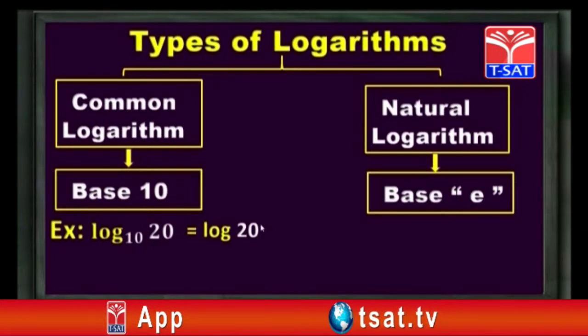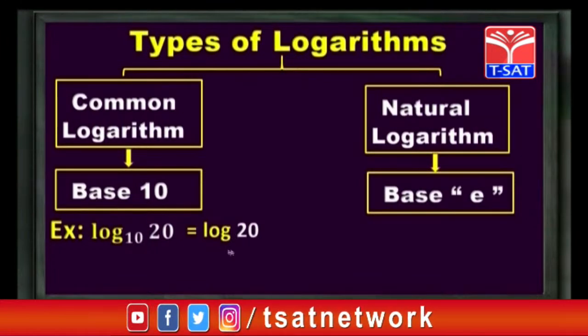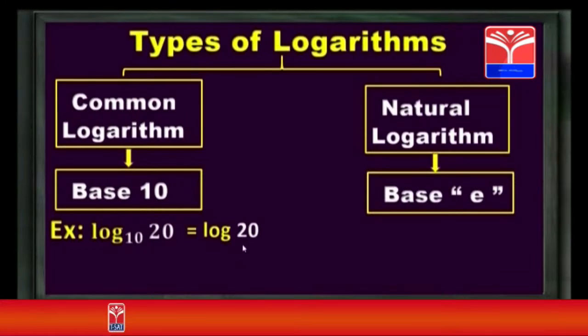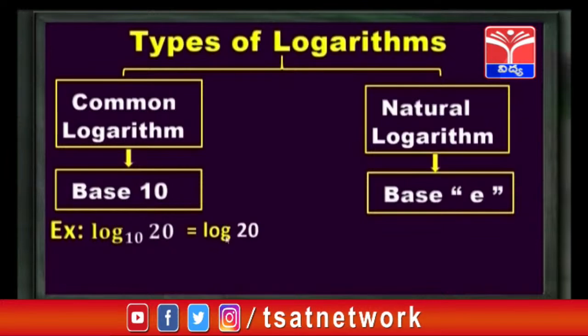Generally we will take the common logarithm only, like this, log 20. We don't write the base value here. If we are not writing the base value, it means an invisible 10 is there. So simply we write log 20, and we can assume that log 20 to the base 10 is there, which is invisible here. So for the common logarithm, the base is 10, which we can write easily as log 20.